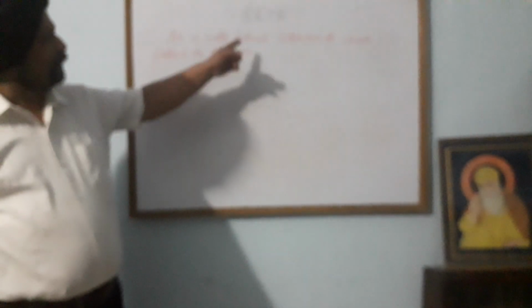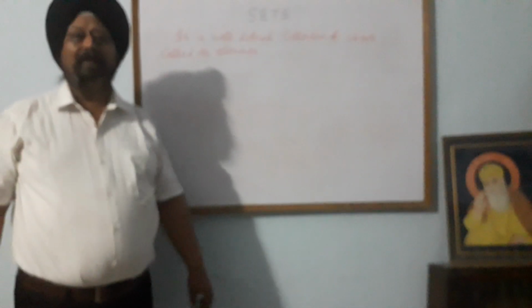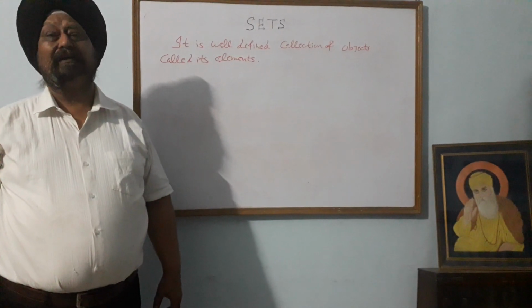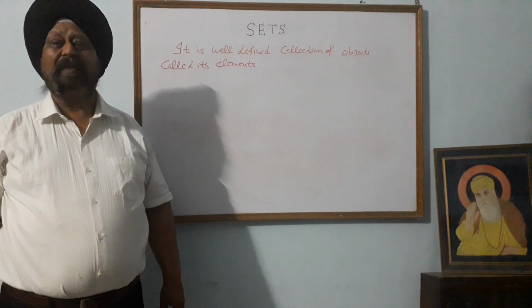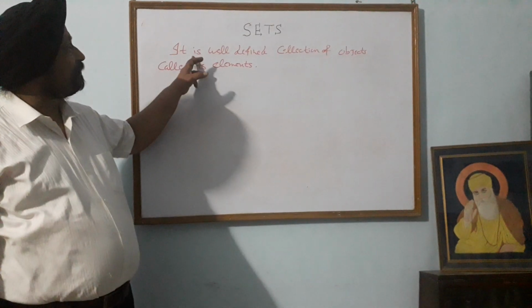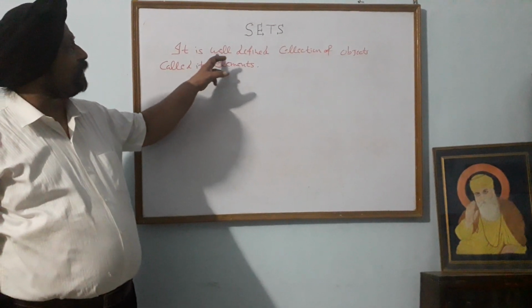In this session, we will start with the first chapter of class 11, that is sets. You come across several sets in daily life, that is sofa set, pen set, crockery set. So what is the meaning of set? It is a collection of objects. In mathematics also, a set is defined as a well defined collection of objects called its elements.